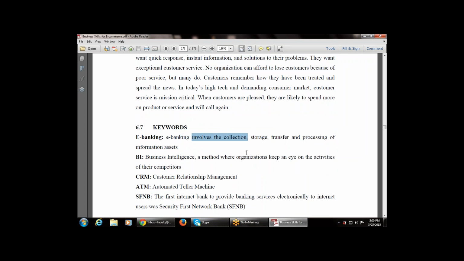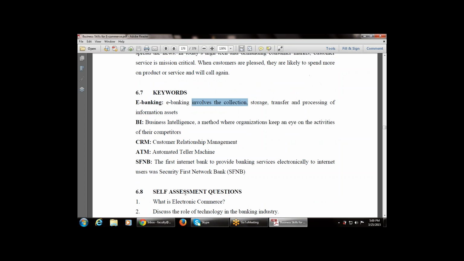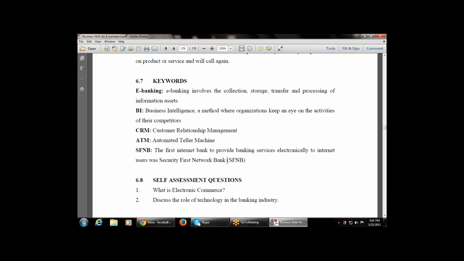Then what is BI? That is business intelligence. That is a method where organizations keep an eye on the activity of their customers. Then customer relationship management, that is CRM. Then automatic teller machine. Then Security First Network Bank, that is the first internet bank that provides banking services. As the name advises, Security First Network Bank provides banking services electronically to internet users.